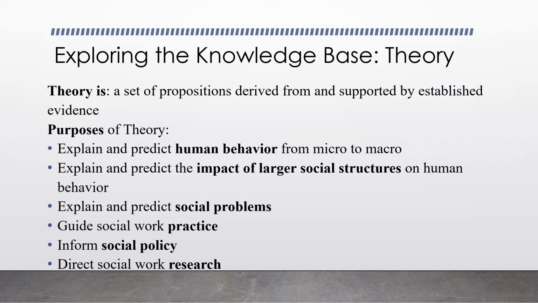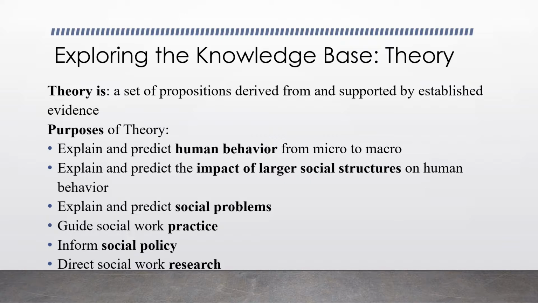Next, theory helps us to explain and predict the impact of larger social structures on human behavior. So theories let us think about how systems, how things may influence or shape individual behavior. So as we think again next week when we do these examples of systems theory, how do things in our environments shape how we behave?